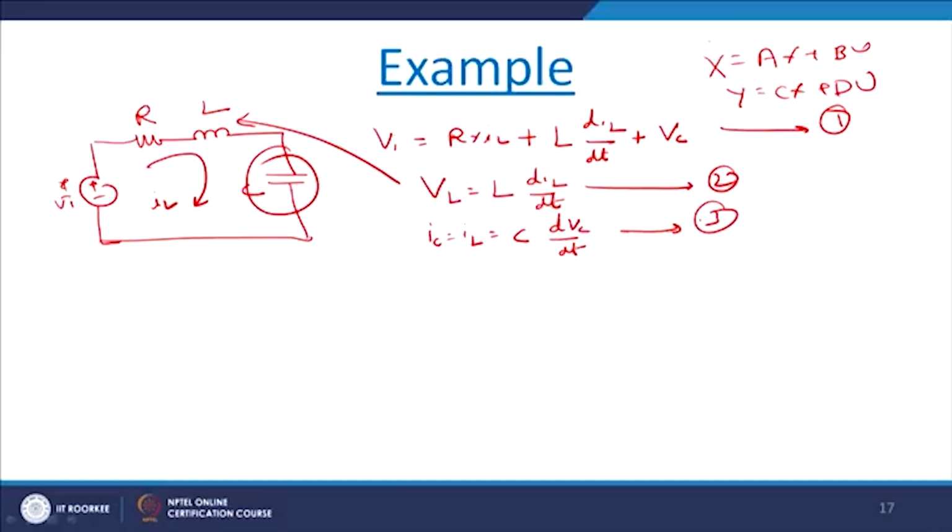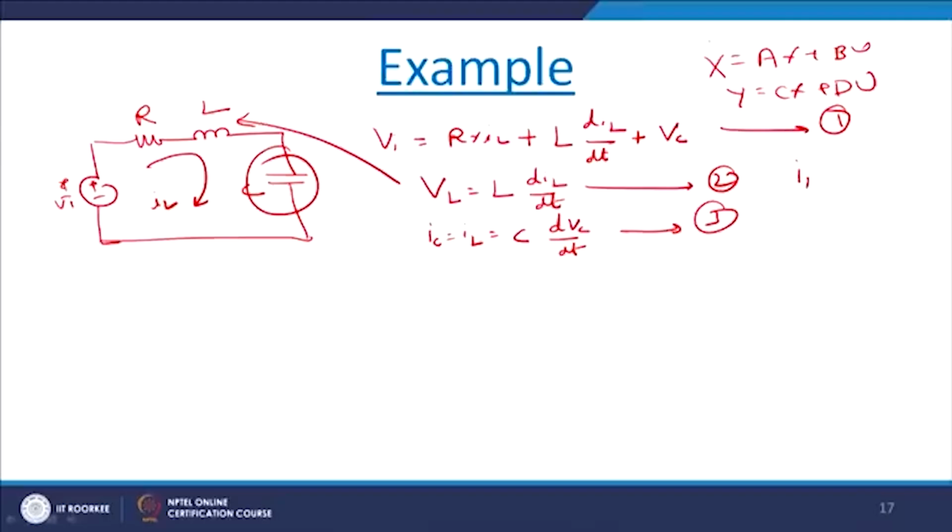So we found that IL and Vc, these are the states. IL and Vc we consider as state variables. And finally our purpose is to write the equation in the form x dot equals Ax plus Bu. That means when I am writing down these equations, they should be in terms of Vc and IL.